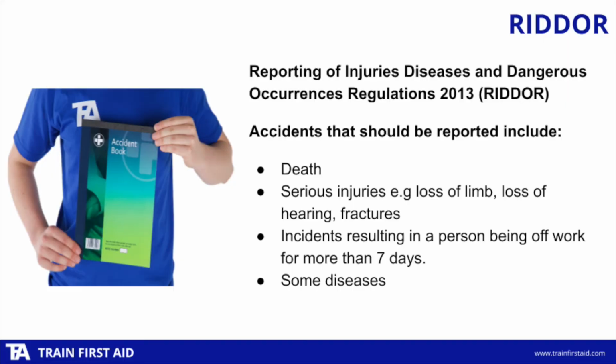Now, what sort of injuries would you need to report? Any serious injury, such as loss of one of your senses, the ability to speak, see, hear, or smell, the ability to taste as well. Any loss of limb, so if someone loses a finger or they lose an arm, something like that. Death also needs to be reported, some diseases, and anything that keeps someone off work for more than 7 days. For more detail on the type of injuries you should be reporting, visit the Health and Safety Executive's website.